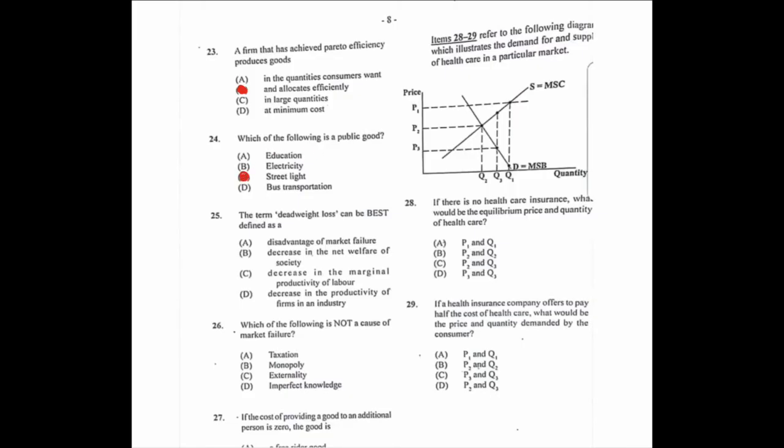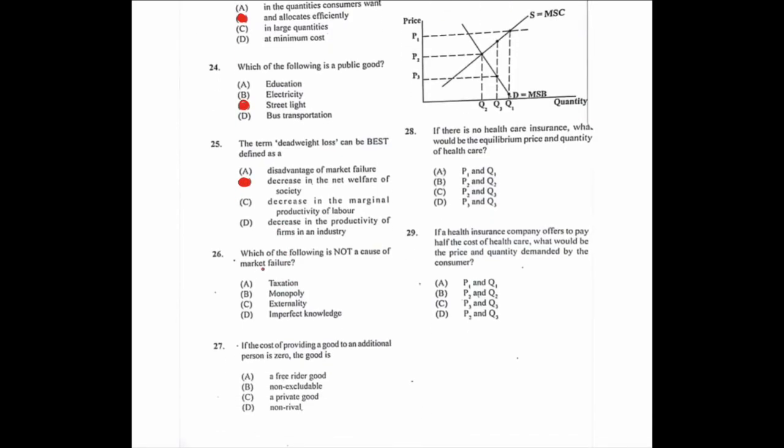Which of the following is a public good? That would be C, street light. Deadweight loss is seen as B, a decrease in net welfare of society. Which of the following is not a cause of market failure? That would be A, taxation. B, monopolies. They essentially charge high prices and they often underproduce, and they do not produce at the level that is socially optimal. They produce below that.